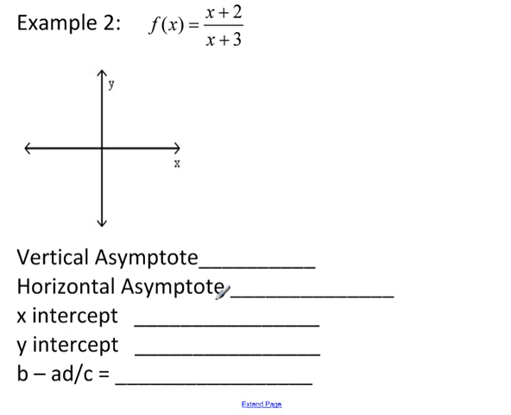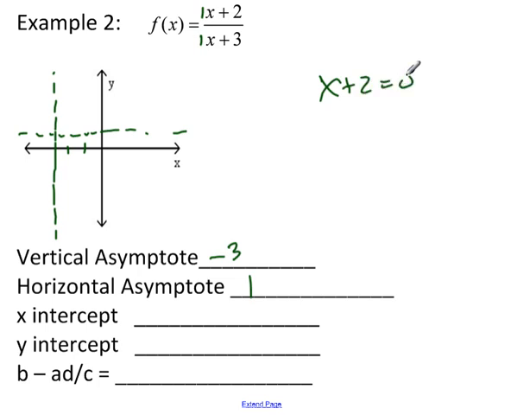Alright, this one, vertical asymptote. Bottom equal to 0, so x minus 3 equals 0, that means it's going to be 3. Horizontal asymptote, again, is going to be at 1. So 3, 1, 2, 3, and at 1. So we've got our asymptotes going. X-intercept is when our top equals 0, so that's x plus 2 equals 0. Subtract your 2, so x equals negative 2. For my x-intercept, that's right here. Y-intercept is going to be the back numbers, that's 2/3.